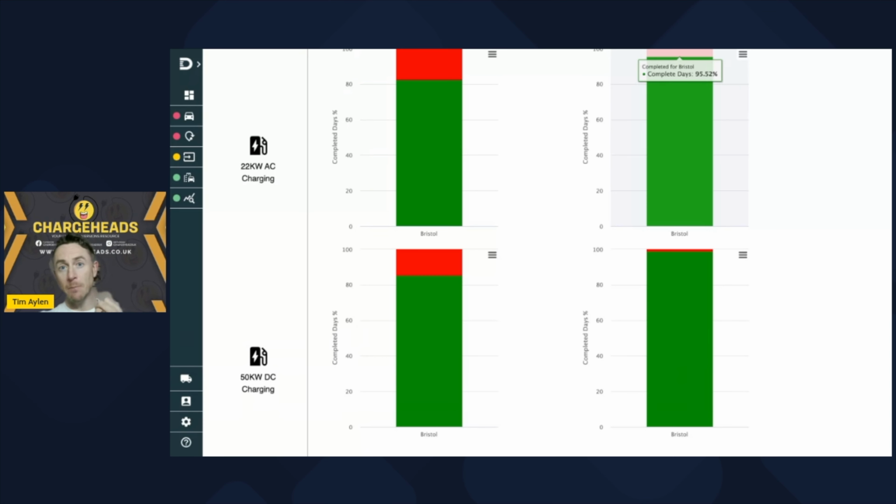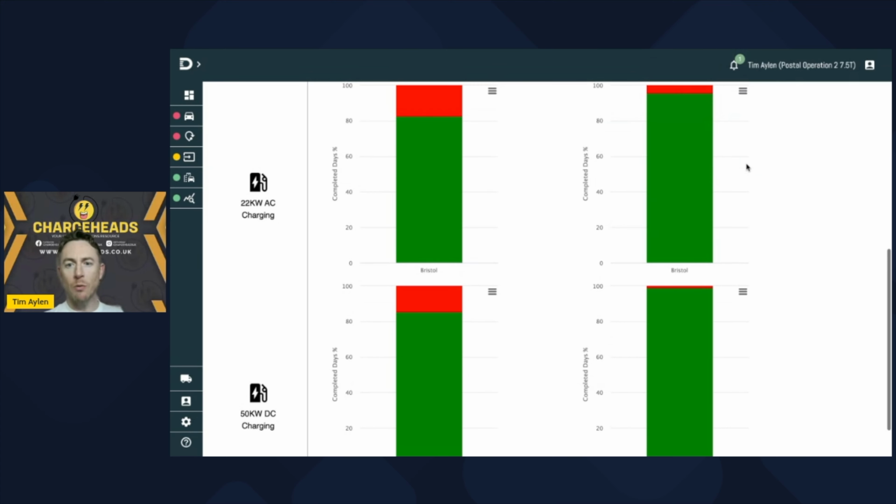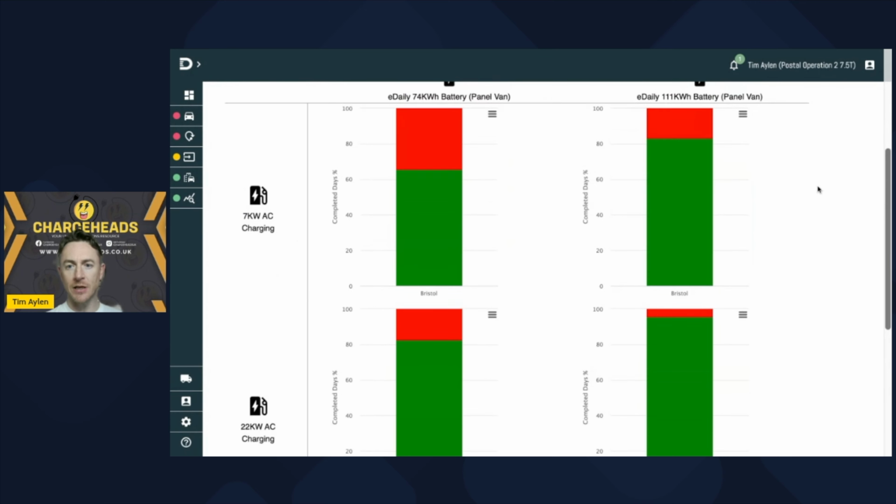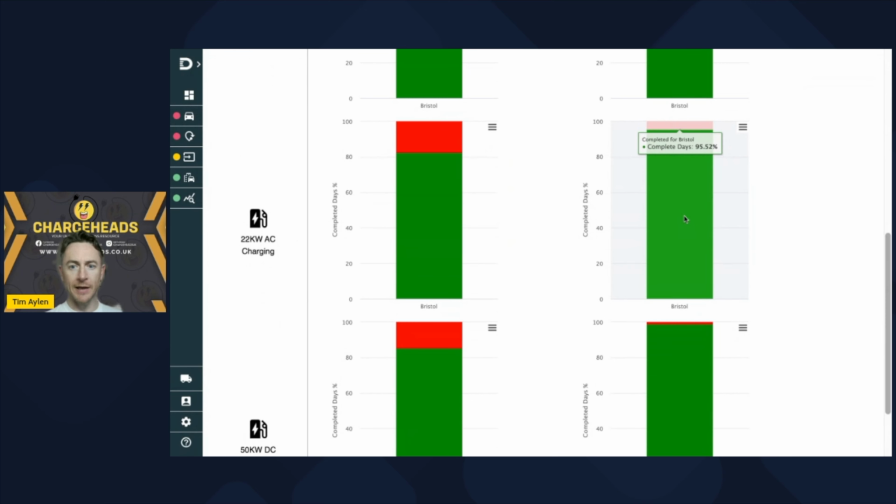Plus the fact that you need more power, which might cost you more money, and also more infrastructure, thicker cables, that sort of thing. But what we're going to do is drill into the data on the 22 kilowatt AC charging and that particular battery by clicking on this bar chart.